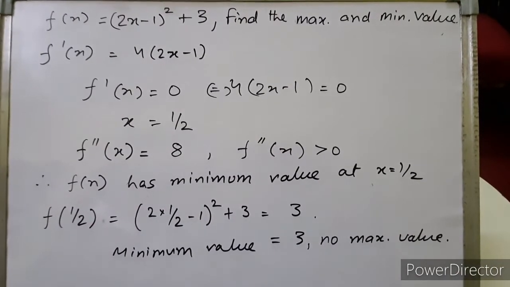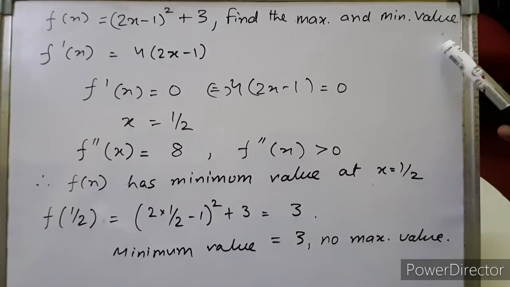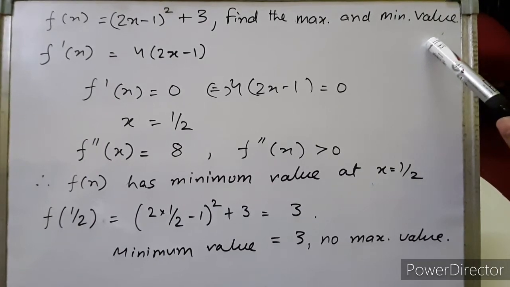Now let's discuss a few sums, children, to understand the topic. In this sum it is given that f(x) equals (2x minus 1) whole squared plus 3. Find the maximum and minimum value, right? We have to find all the maximum and minimum possible values of the function.